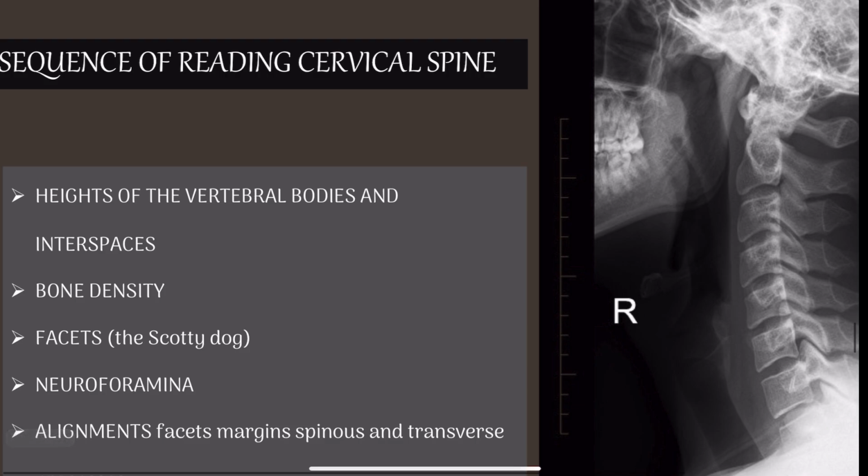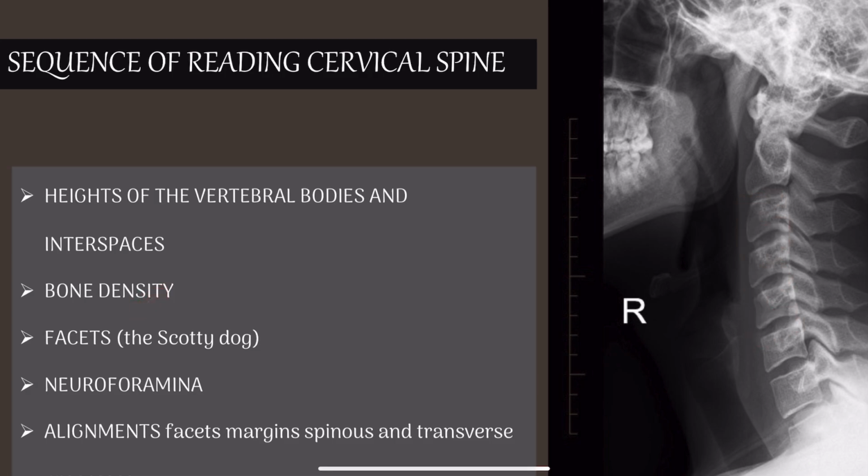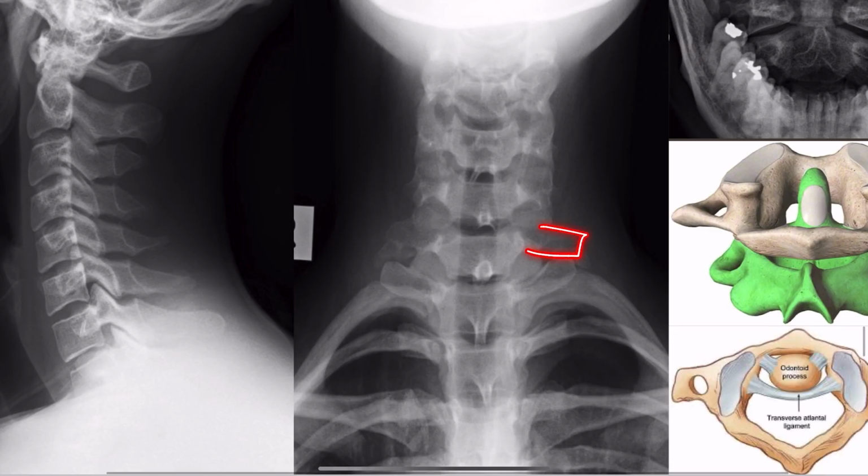What is the sequence? What is the scientific sequence in which we can read a cervical spine X-ray? It's the heights of the vertebral bones and the interspaces. We have to see the height of the bones. That's the first thing we have to see and compare. And bone density, we can see the bone density. The Scotty dog of the facets is not specifically seen in the cervical spine X-ray, but still we can see the lamina and pedicle fracture if it is there, and neural foramina, as I told, mainly in the oblique view. We will be able to visualize the neural foramina and the alignments, facets, margins, spinous and transverse processes. These are the spinous processes, these are the transverse processes in the AP view.